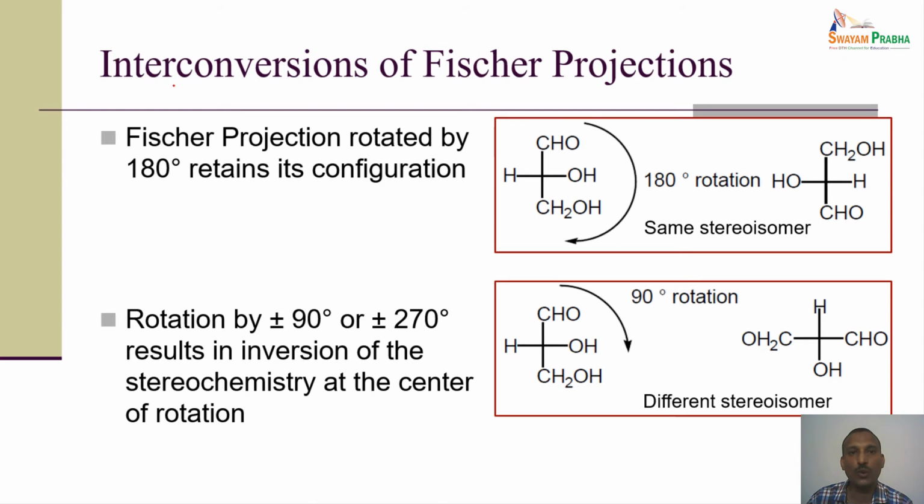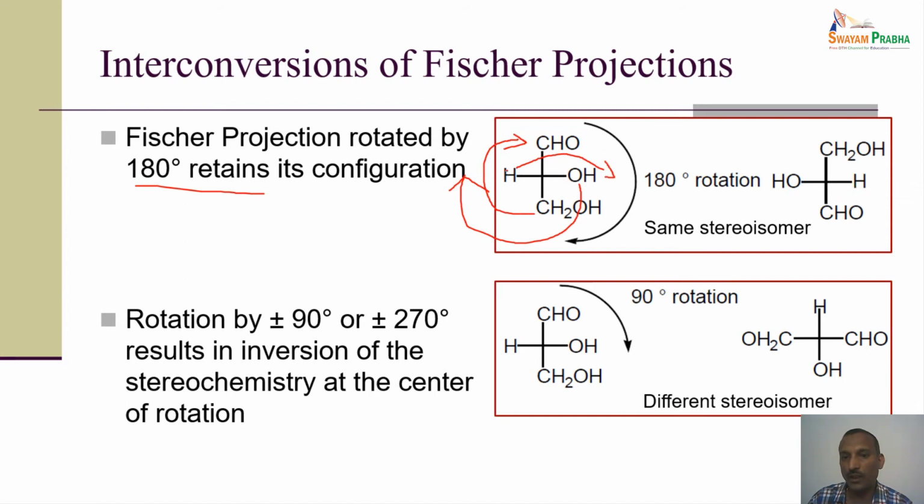Now, some of the rules employed for the interconversion of Fischer projections. The first one is, if you rotate the Fischer projection by 180 degrees, that retains its configuration. So what does it mean? What we are rotating is that the CHO group is now coming at the bottom and the CH2OH group is going to the top. So in that case what will happen? The OH will also come here and the hydrogen will shift here. So we are actually rotating the whole molecule.